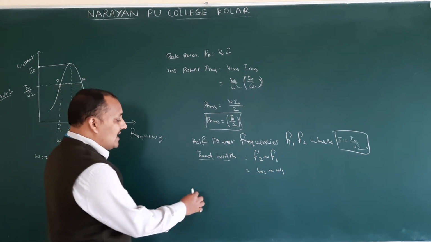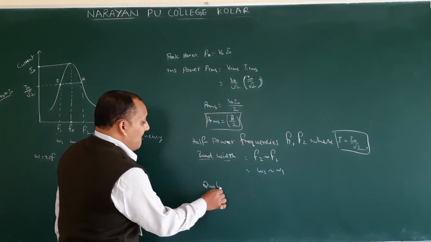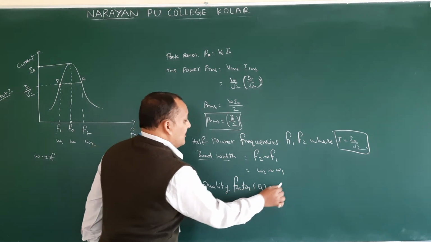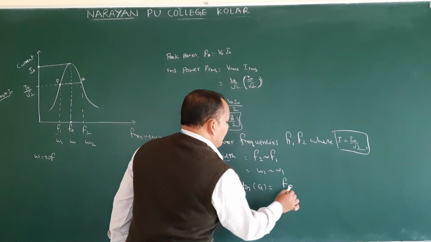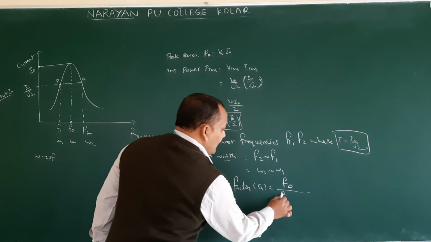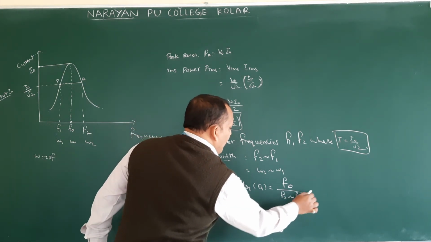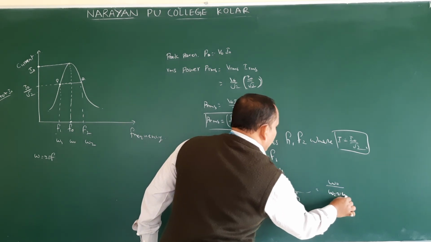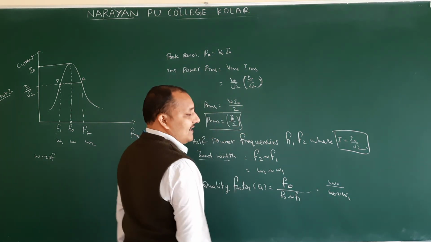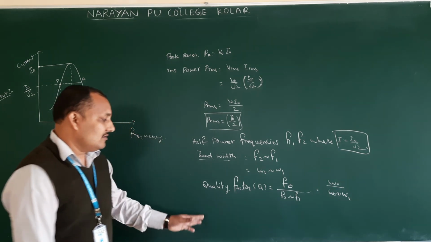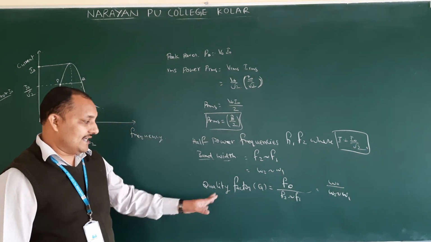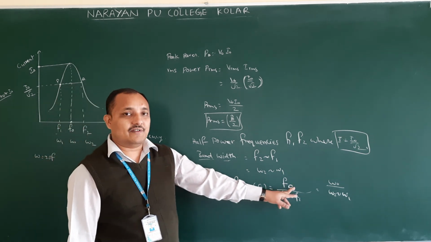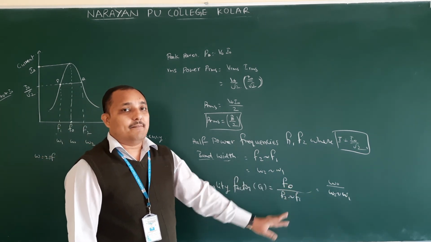Next we will define the quality factor, Q. The ratio between resonant frequency and bandwidth, that is omega naught by omega 2 minus omega 1. This they also write as delta omega. This one we are going to derive in the next class, that is a big derivation. So quality factor is the ratio between resonance frequency and bandwidth.